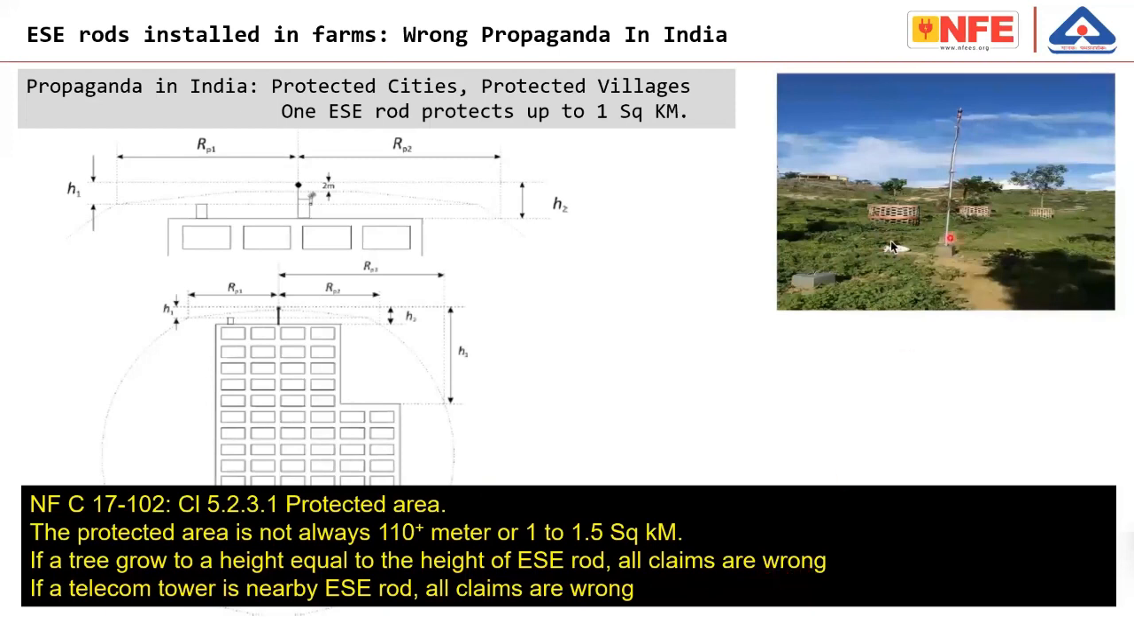Imagine in 2020, you put this kind of a rod, which is probably 50, 75,000 or even a lakh of rupees. And after 1 year, a nearby tree is taller than this particular rod, then the claim itself is wrong as per the standard. However, the claim in the standard itself is wrong. That is the point.